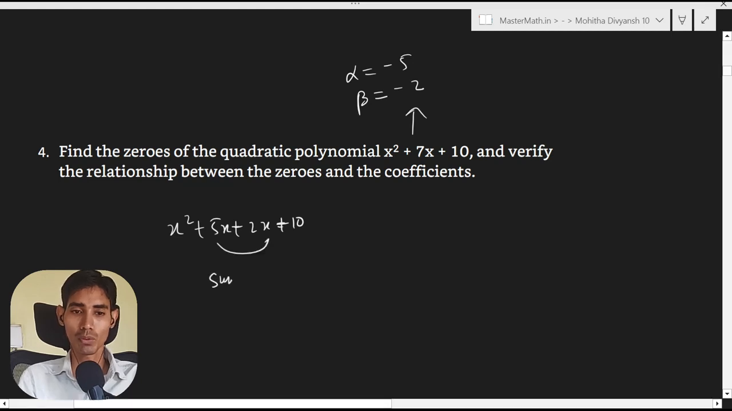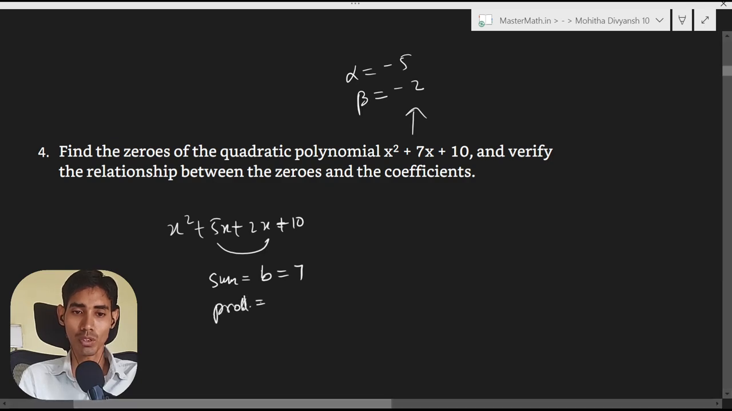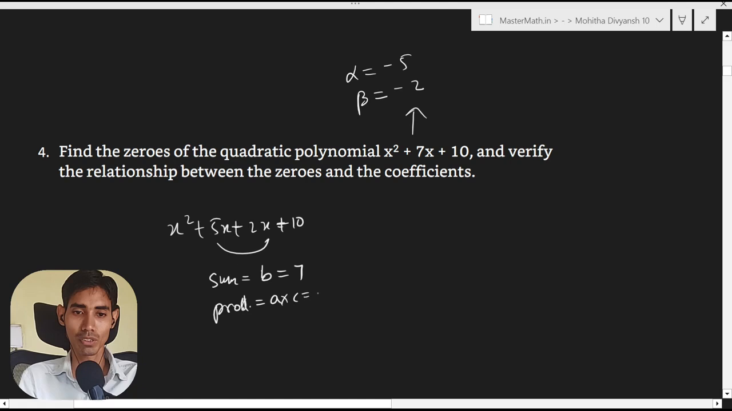The sum of the two numbers should be equal to b, which is 7, and the product of the two numbers that we are dividing into is a into c, which is 1 into 10, which is 10. So we got this and we solve this, we'll get the two zeros.